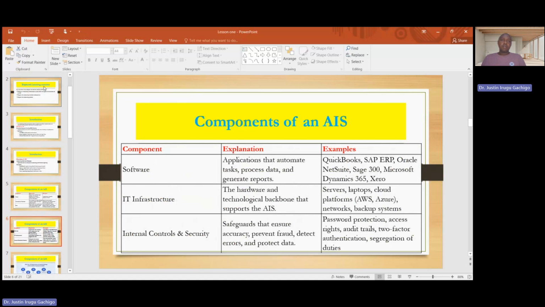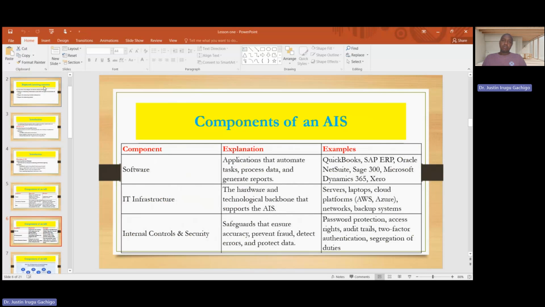Then the other component is the software, and these are the applications that automate tasks, process data, and generate reports. Examples of this are QuickBooks, Sage ERP, Oracle, NetSuite, Sage 300, Microsoft Dynamics, and Xero. Of course, there are more; these are just examples. Then we have the IT infrastructure, the hardware and technological backbone that supports the accounting information system. This includes servers, laptops, cloud platforms, networks, and backup systems.